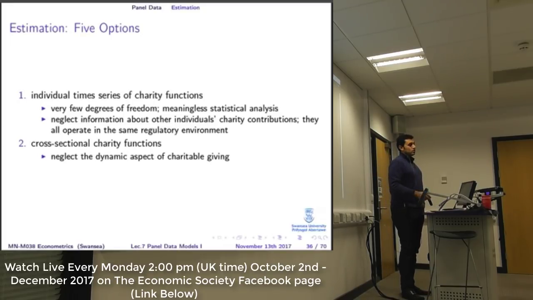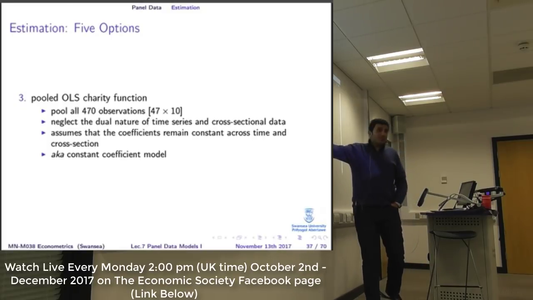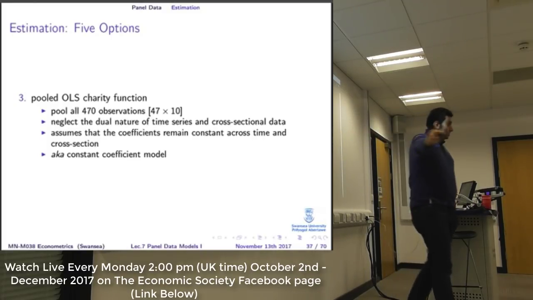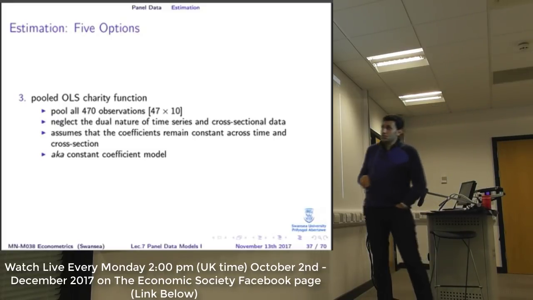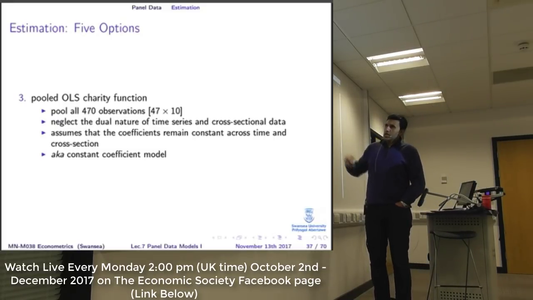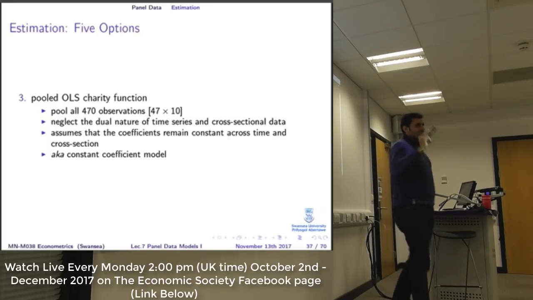So it's not going to capture this sort of dynamic behavior of the denominator variable. So go back to what we said before. The simplest way to do the estimation is to think of a pooled regression, a pooled OLS function. That means we have 47 individuals, 10 years.